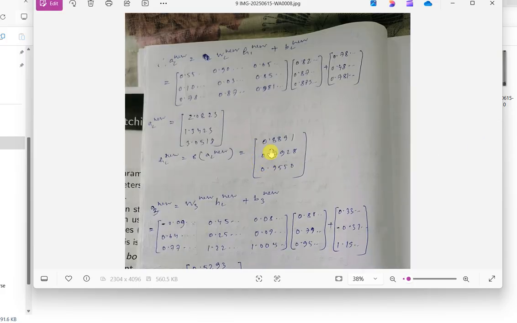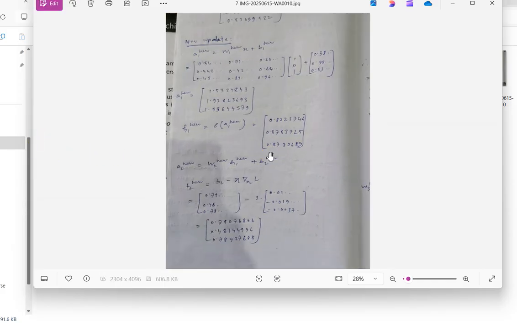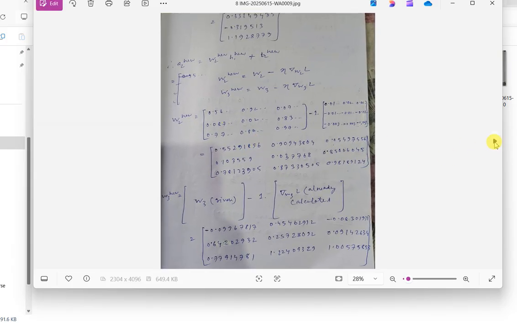Now using all of this, we can create the new second pre-activation. But the question was, how do you know H1 new or H2 new? Well, this was very simple. We have already calculated the A1 value. So from the A1 value, we can get the H1 value using the logistic function. And we'll get the B2 new value, and then the W2 new value.